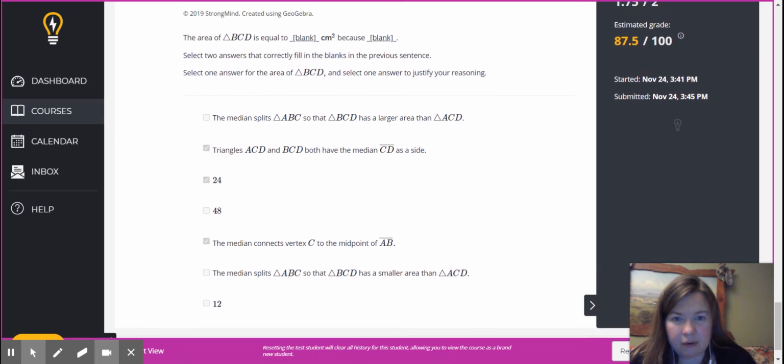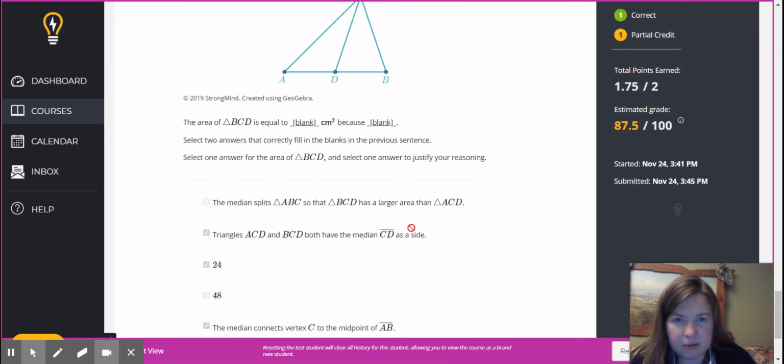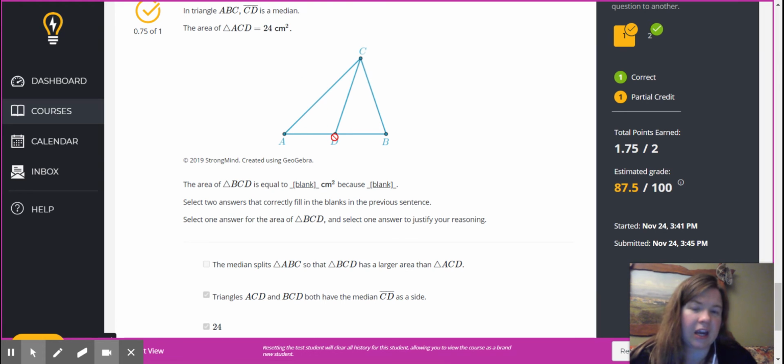So the main reason why that would happen is because the median connects vertex C to the midpoint of AB. So we're talking about the area of a triangle. It's 1/2 times the base times the height. So they both have the same height. And because that's the median, they both have the same base.